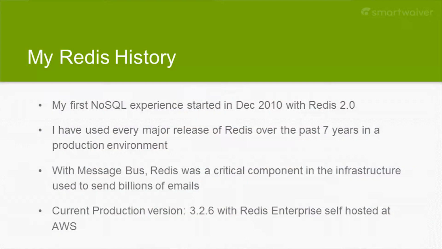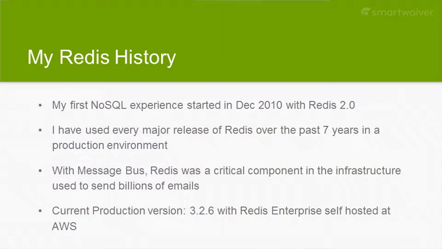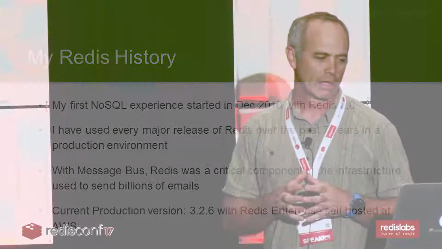So my Redis history: the first time I compiled a Redis server was in December of 2010. I think it was brand new Redis 2.0, and someone from Twitter told me about this NoSQL caching cool thing. You should take a look at it. So I've run every major version of Redis since then in a production environment. At MessageBus, it was the in-memory layer between the queue, the Postfix server and the logging. Every email went through it, billions of emails.